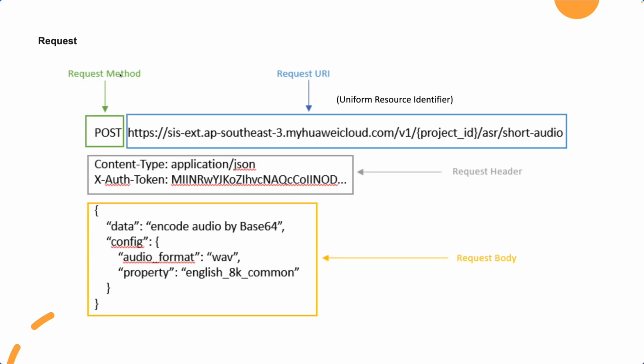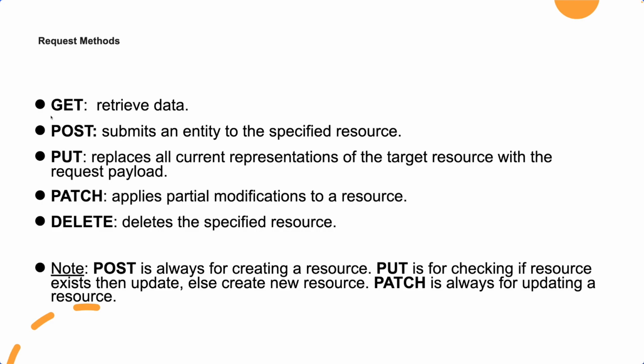The first one was the method, right? What kind of operations can I have? We already saw that get is for retrieving some data, and post is submitting an entity to a specified resource. And post, put, and patch, these three are very similar in sending some data to the server. Getting is the other way around, like reading some data from the server. Post, put, and patch are sending to the server, and delete is just trying to delete some specific resource.